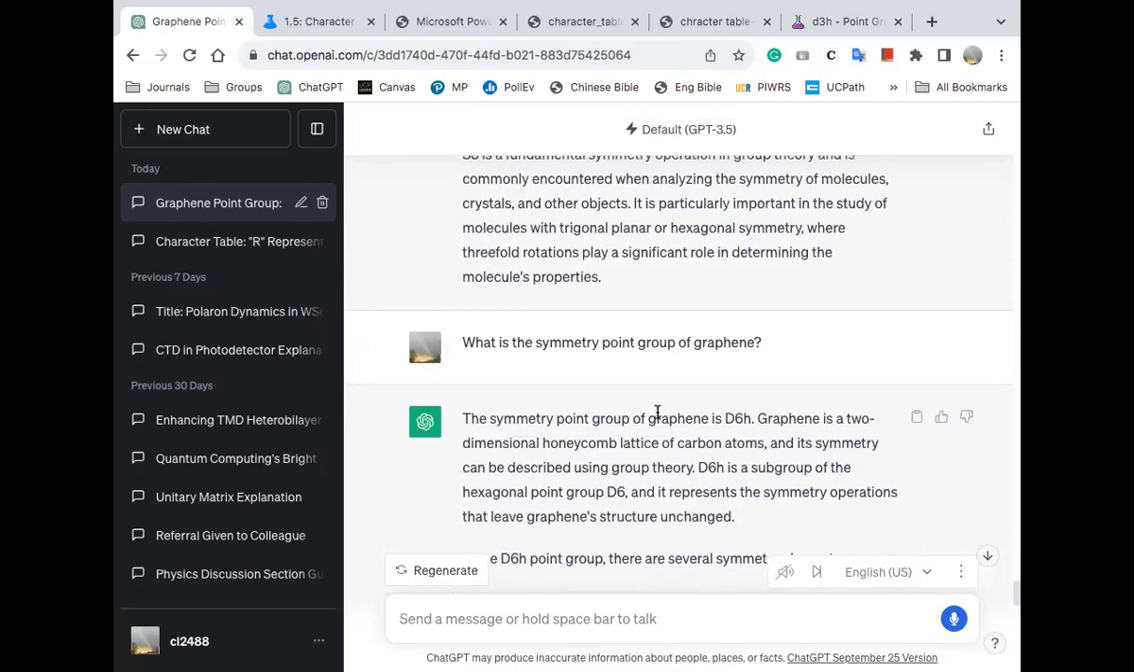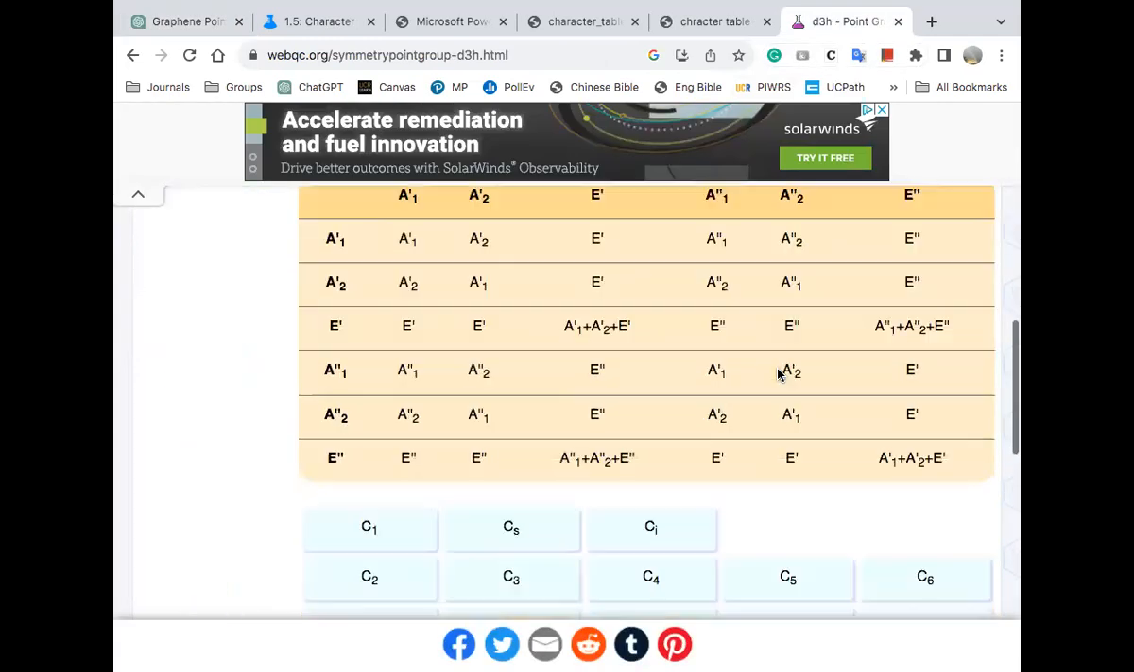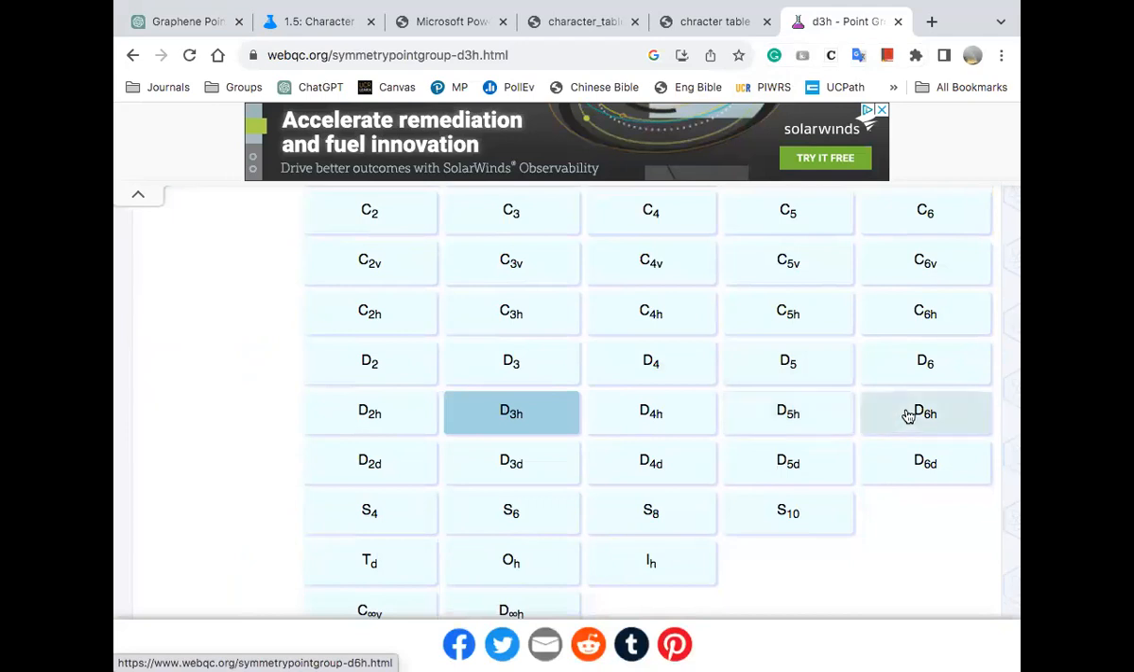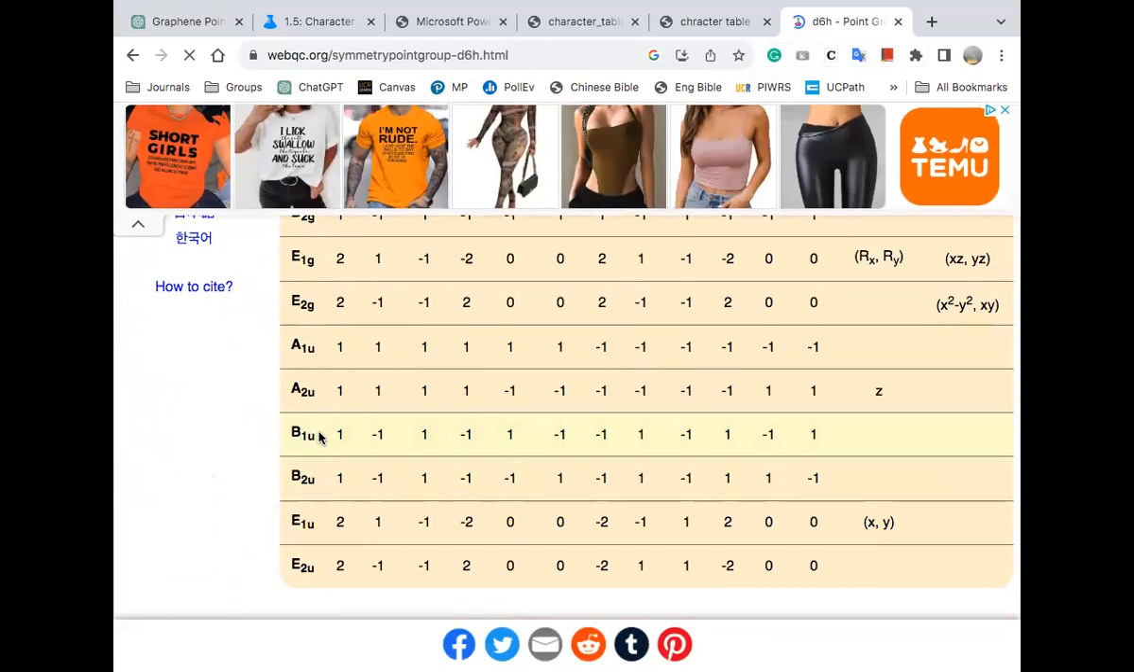Anyway, GPT is sometimes reliable. Probably in the future they will have a more advanced version that gives you a better one, but at least this D6h is correct. Then after you go to D6h, you just go here and click it, and then you find the corresponding representation. Then from the character, you know the symmetry property of that state. So that is how you communicate. You know the group, and then from the name you know.